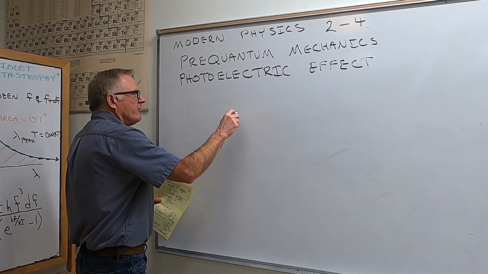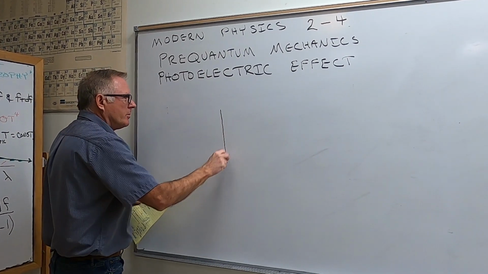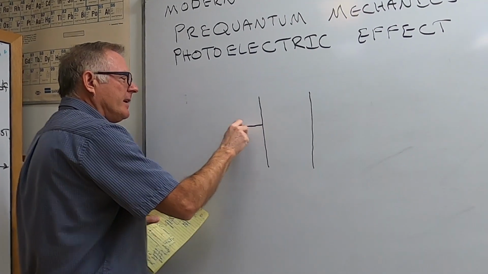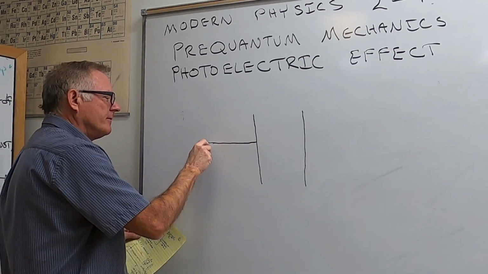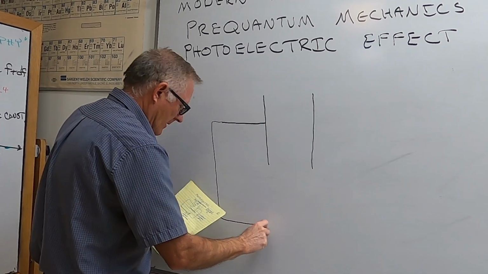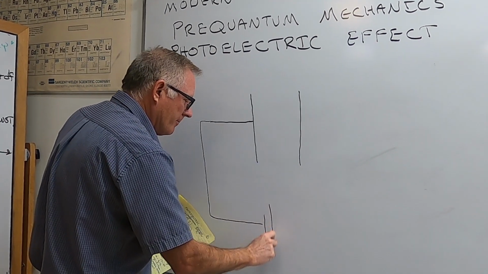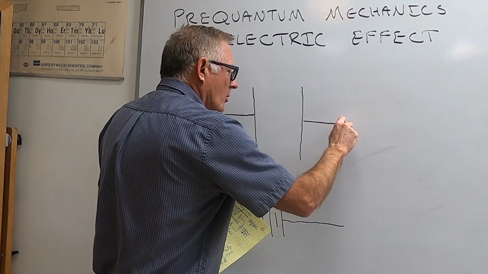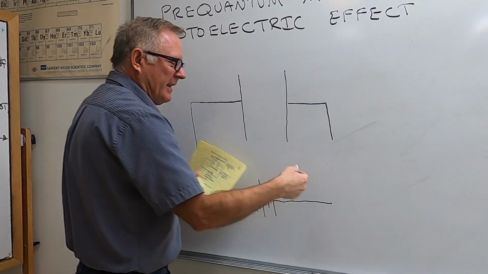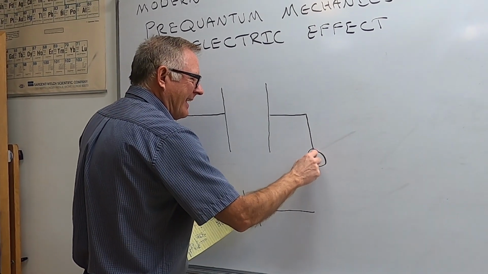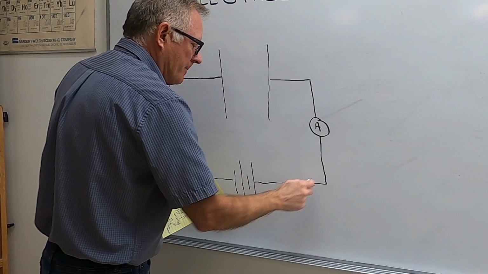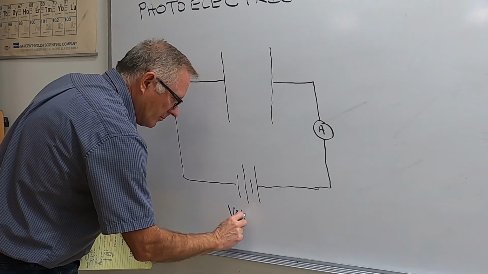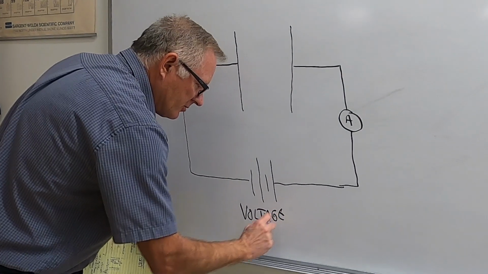What we have is two plates, right here. And we'll hook them up to a battery. So this is kind of like a capacitor. We'll hook it up to a battery, and we'll also hook it up to a current meter. So let me just put a little A in there for the current meter. So here's my voltage source.